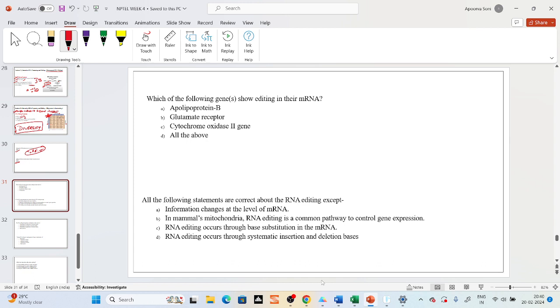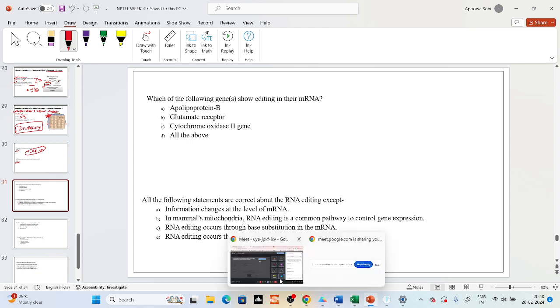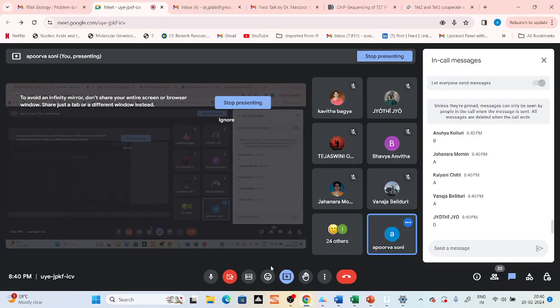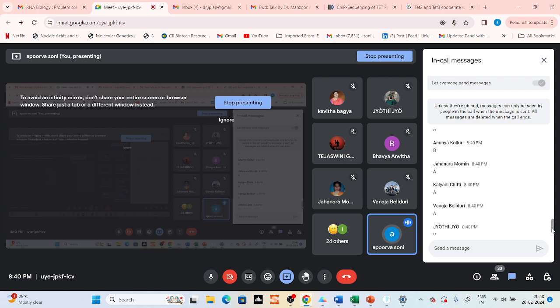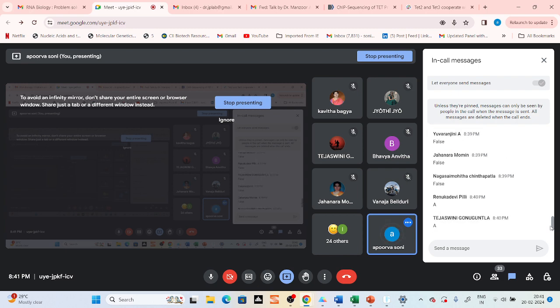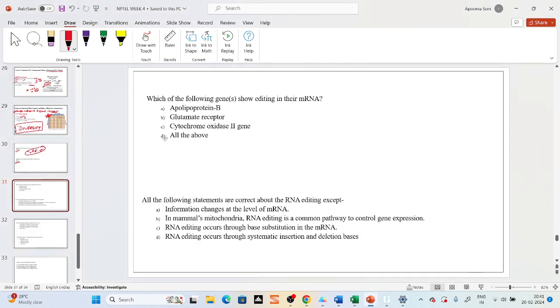Okay, now I'm switching the screen. Okay, so many have answered. Jyoti has answered D, Vanaja has answered A, Kalyani has answered A, Jahanara has answered A, Anuya B. Okay, so the correct answer is D, all of the above. That means all of the following genes, whether it is cytochrome oxidase, glutamate receptor, apolipoprotein, we have already seen one example. So these all show the editing.